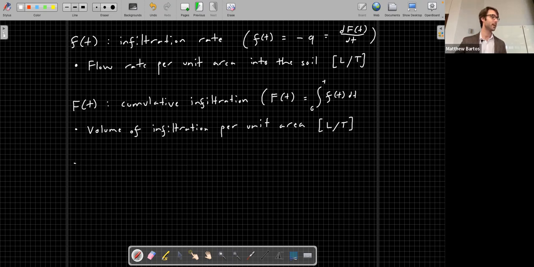The third quantity I want you to define is z_f(t). This is the depth of the wetting front. It's basically exactly what it sounds like. It can also be called the infiltration depth.